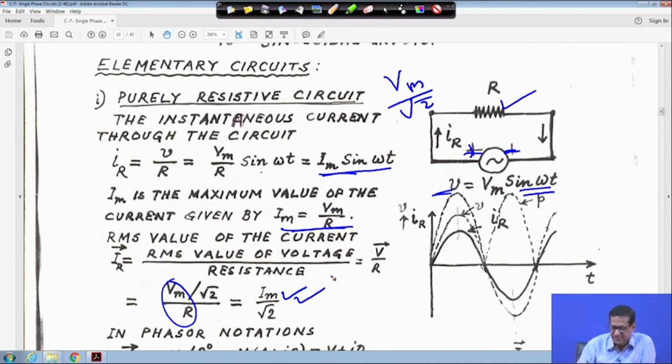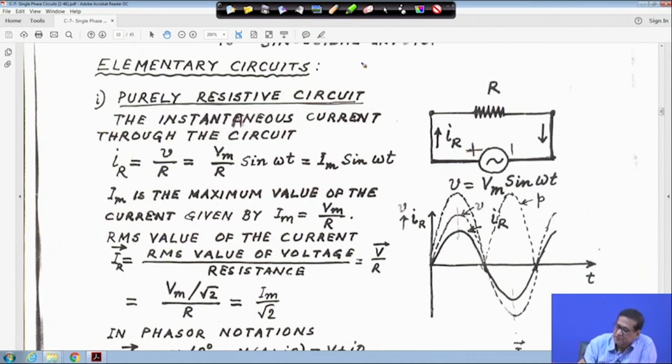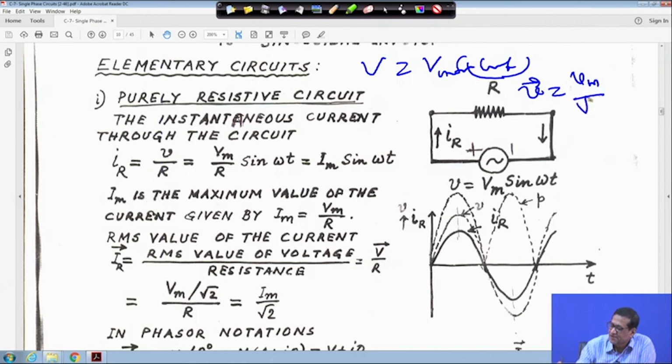Now, the question is, suppose V is equal to Vm sin omega t, right. In this case there is no angle associated with it, it is omega t plus 0 degree, right. If you put it in phasor form, you take the RMS value, so we can write V with an arrow as Vm by root 2 angle 0 degree. Vm by root 2 is the RMS value of the voltage, right.